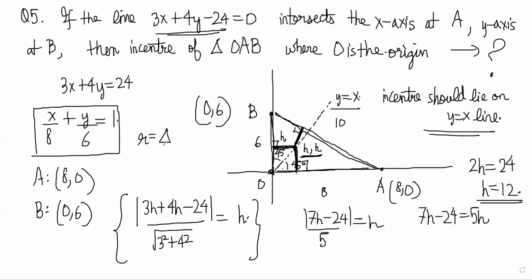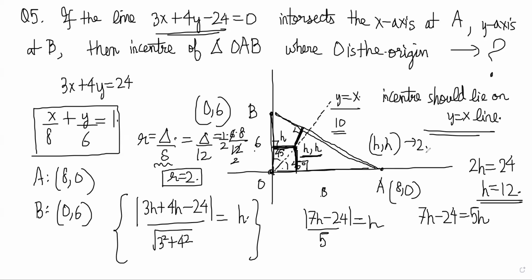Inradius of the circle is del by s. S is the semi-perimeter. Semi-perimeter here is 6 plus 8, 14, plus 10, 24 by 2, 12. So del by 12. And the area is half into 6 into 8 by 12. So this is becoming 2. So r is actually 2, right? So I know the inradius is 2. So automatically the point h comma h should be 2 comma 2 actually. I am making some mistake in finding the perpendicular distance.